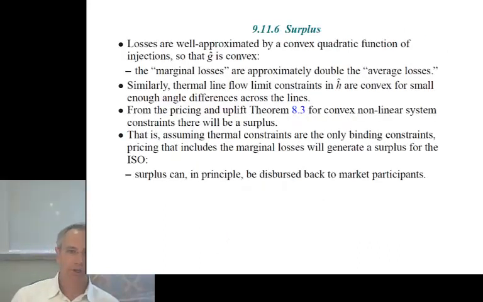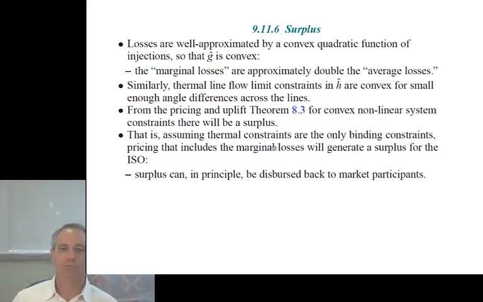The losses are typically well approximated by a convex quadratic function of injections so that G is a convex function. This implies that the marginal losses are approximately double the average losses. Similarly, the thermal line flow limit constraints in H are typically convex for small enough angle differences across the lines. So from the pricing and uplift theorem 8.3 for convex nonlinear system constraints, there will be a surplus.